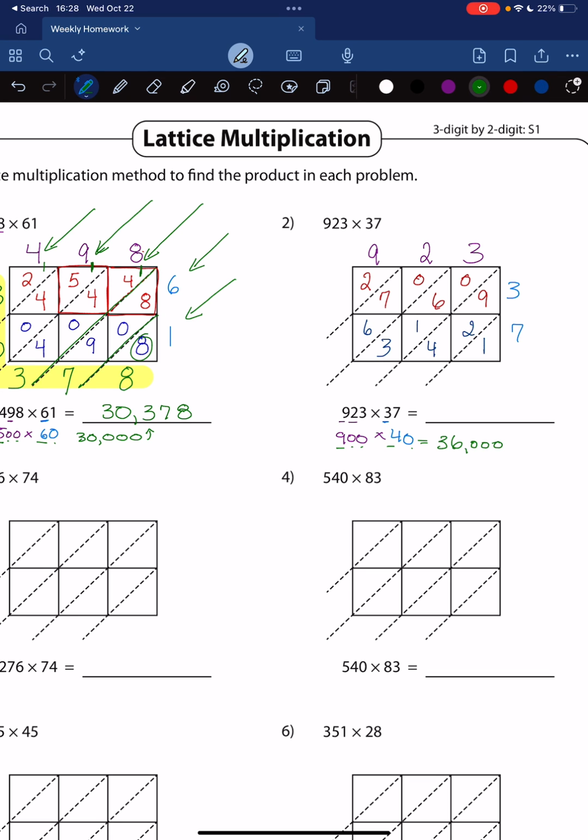Okay. And now I'm just going to add straight down. So right here, I just have my 1. I got 9 plus 2 is 11 plus 4 is 15. So I'm going to carry my 1. 1 plus 0 is 1. 1 plus 6 is 7. 7 plus 1 is 8. 8 plus 3 is 11. 1. Carry my 1. 1 plus 0 is 1. 1 plus 7 is 8. 8 plus 6 is 14. I'm going to carry my 1. 2 plus 1 is 3.